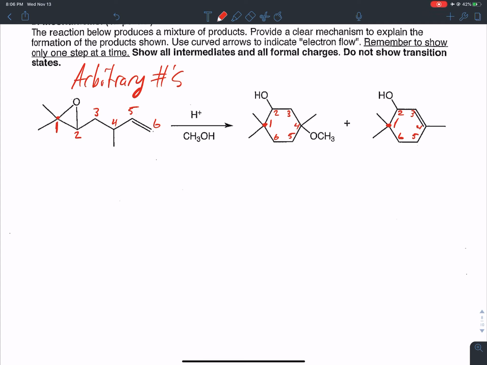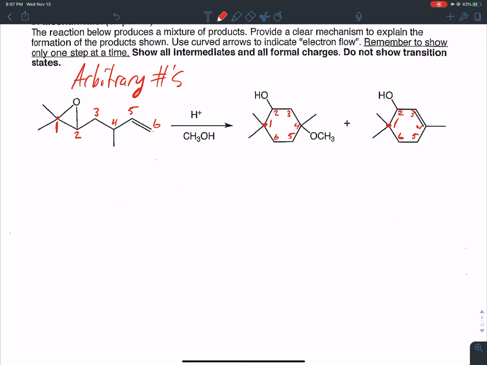The other thing that we can see is in our original reactant, there's no bond between carbon 1 and 6. See how in the product we have a bond between carbon 1 and carbon 6. What does that mean? That means at some point we're going to have to form the bond between carbon 1 and 6. Looking at carbon 1 and 6, which one is going to be the nucleophile?